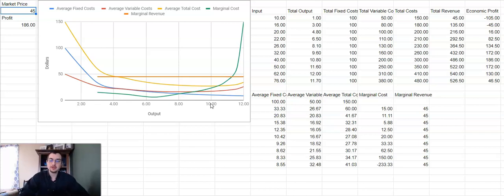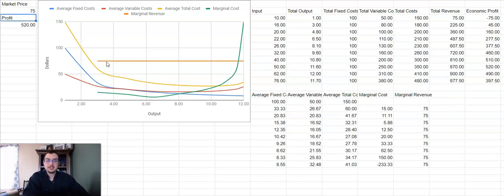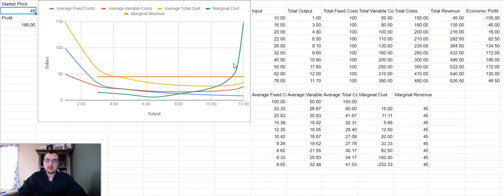What if the market price increases? Let's say that it increases to $75. And you can see that this marginal revenue curve jumps up. And if we go back and then forward, we're seeing that market price jumps up, but also what's jumping up is the level of output. That's increasing as well.